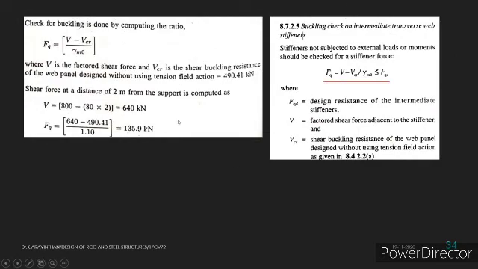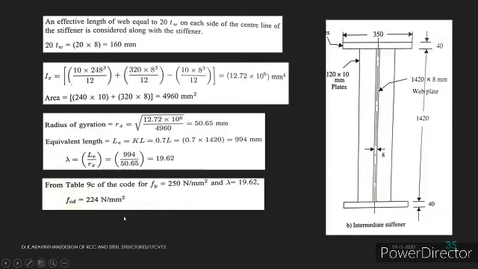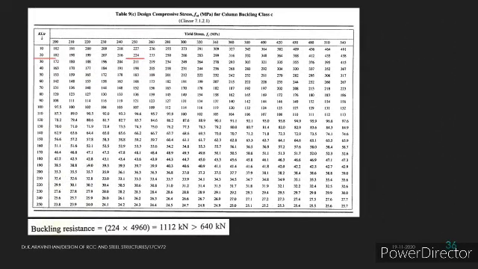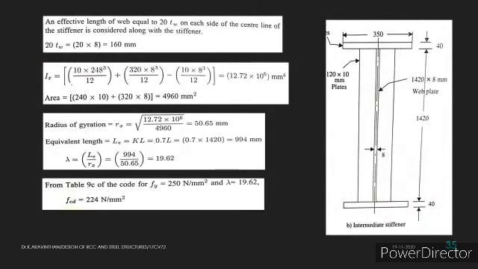If you want to find the shear force at that point, our total load, comprising dead load and live load, is 80, into 2, minus 800. So our shear at the stiffener will be 640. So 640 minus 490.1 divided by 1.1. We will get this answer in kilonewton, that is 135.9 kilonewton. Okay. Let us find the buckling resistance of the intermediate stiffener. How to find that? The same way as we found for the end bearing stiffener.